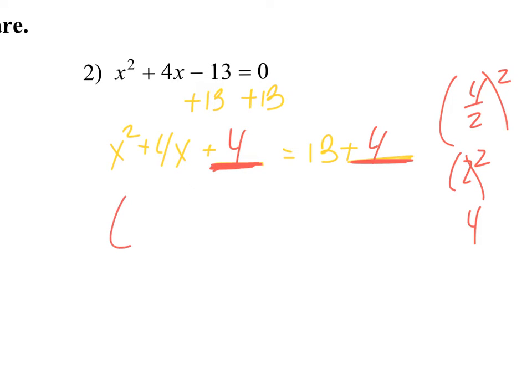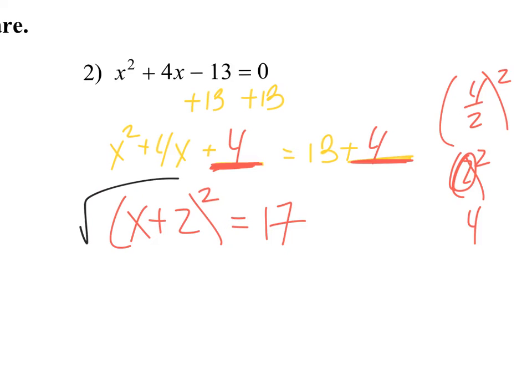Factors of 4 that add up to 2, well, again, this number right here is always going to be your factor, so there's going to be 2 of them, so I'm going to square it. And then 13 plus 4 is 17. Okay? So I'm going to take the square root of both sides.